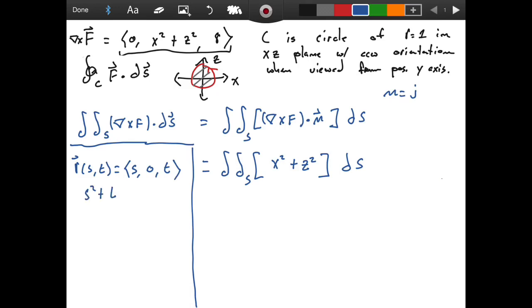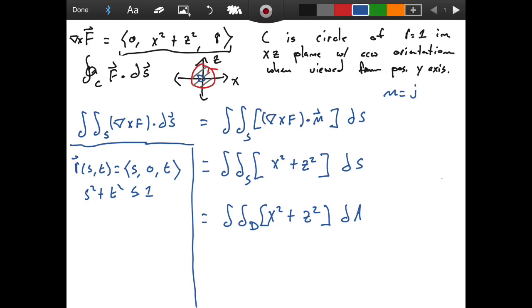s squared plus t squared is less than or equal to 1, or we could do a number of these things. But the idea is when you're just integrating over a surface that lies in one of the coordinate planes, it's a lot easier. This is just equal to the integral over the region D, where D is just the disk of radius 1 centered at 0 in the xz plane, of x squared plus z squared dA, where dA is the dA of the xz plane.